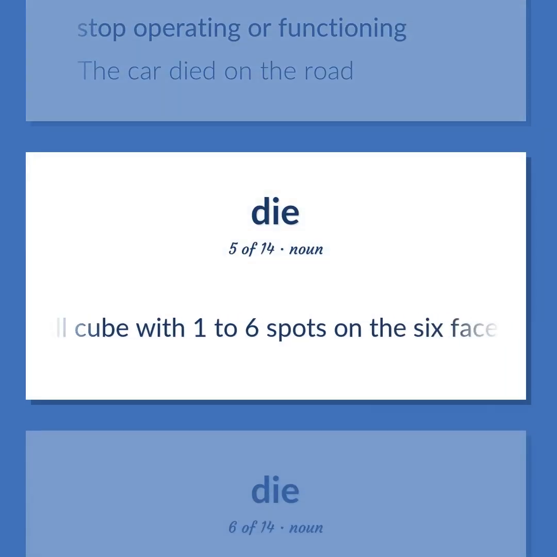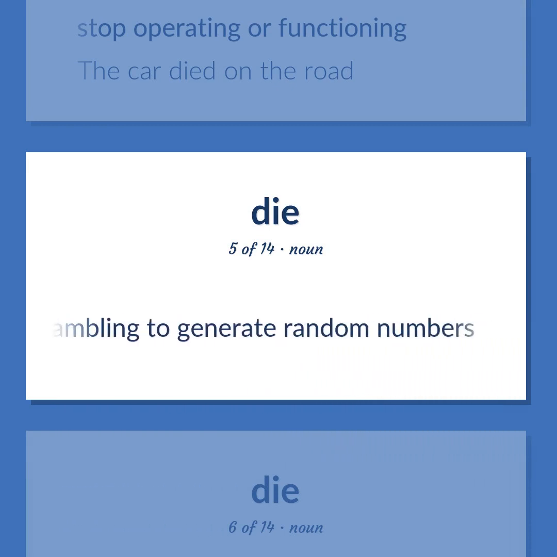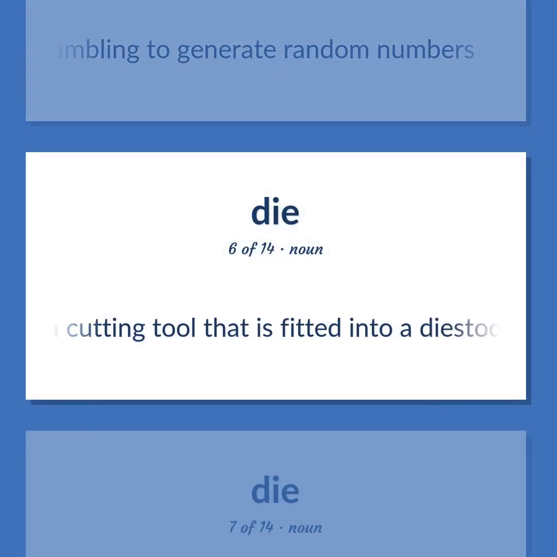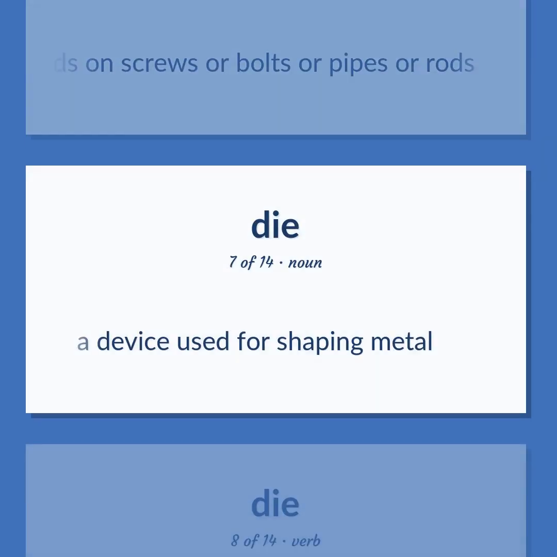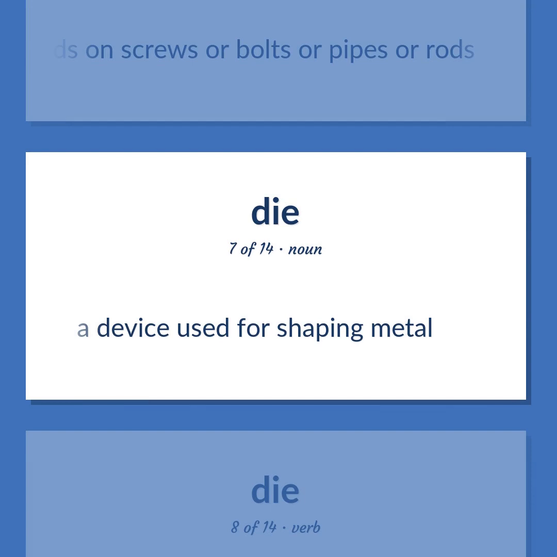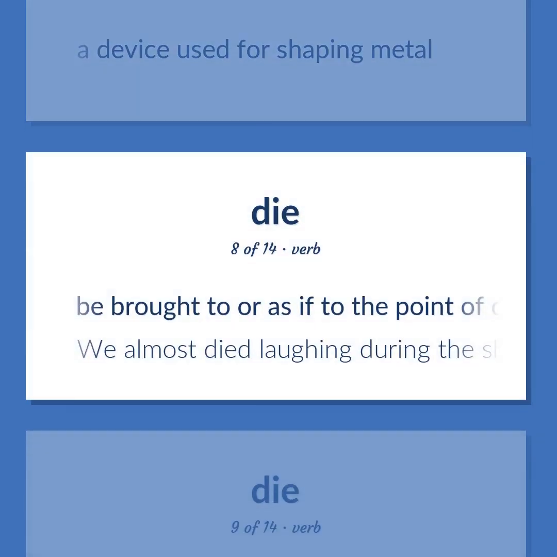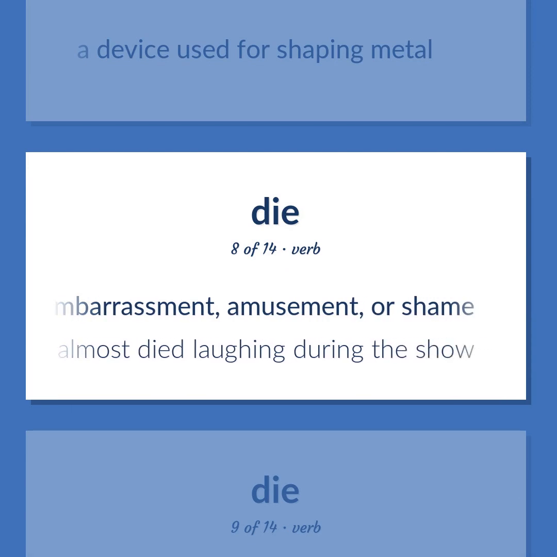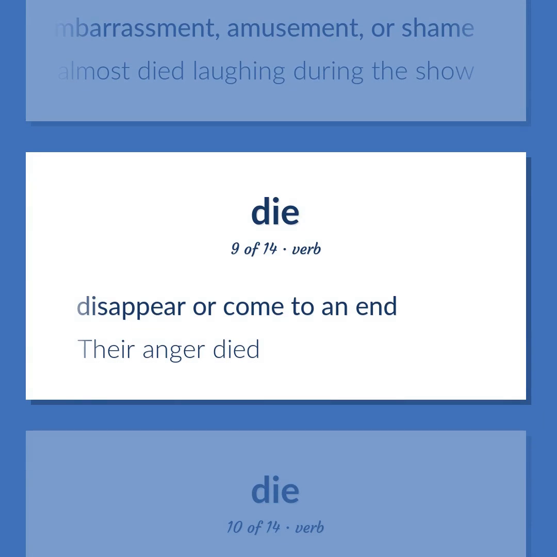A small cube with 1 to 6 spots on the 6 faces, used in gambling to generate random numbers. A cutting tool that is fitted into a D-stock and used for cutting male, external, screw threads on screws or bolts or pipes or rods. A device used for shaping metal. Be brought to or as if to the point of death by an intense emotion such as embarrassment, amusement, or shame. We almost died laughing during the show. Disappear or come to an end. Their anger died.